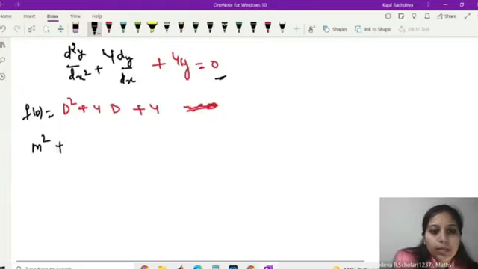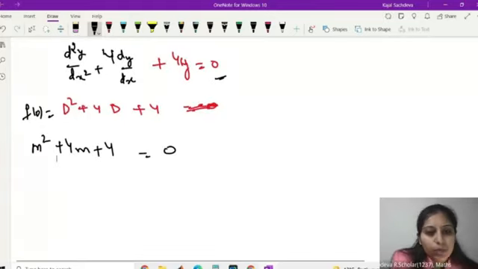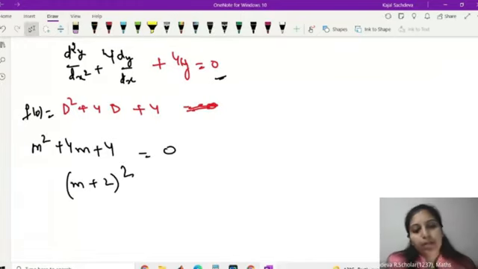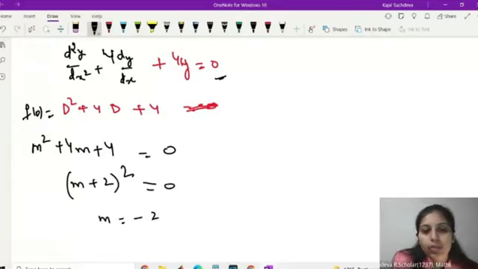m square plus 4m plus 4. This is the auxiliary equation, and from here we can see this is a perfect square: (m plus 2) whole square, m square plus 4m plus 4 is equal to 0. So we get m is equal to minus 2, minus 2. These are real and equal roots.